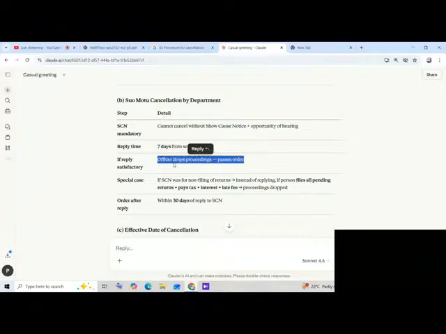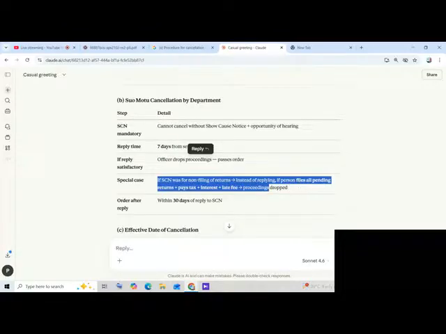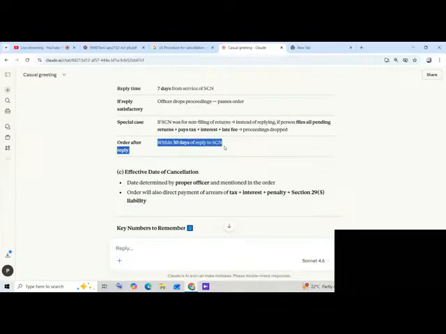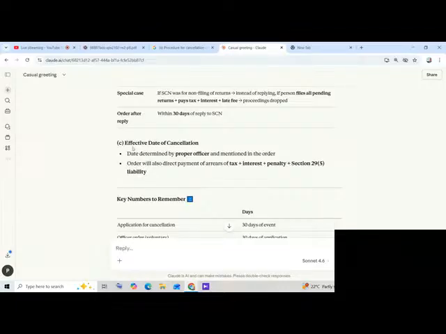Reply time is 7 days from service of show cause notice. Officer drops proceedings, passes order. If reply, a special case: SCN was for non-filing of returns. Instead of replying, if the person files all pending returns, pays tax, interest, late fee, proceedings drop. Order within 30 days of reply to show cause notice. Effective date of cancellation is the date determined by proper officer and mentioned in the order. Order will also direct payment of arrears of tax, interest, penalty, Section 29(5) liability.